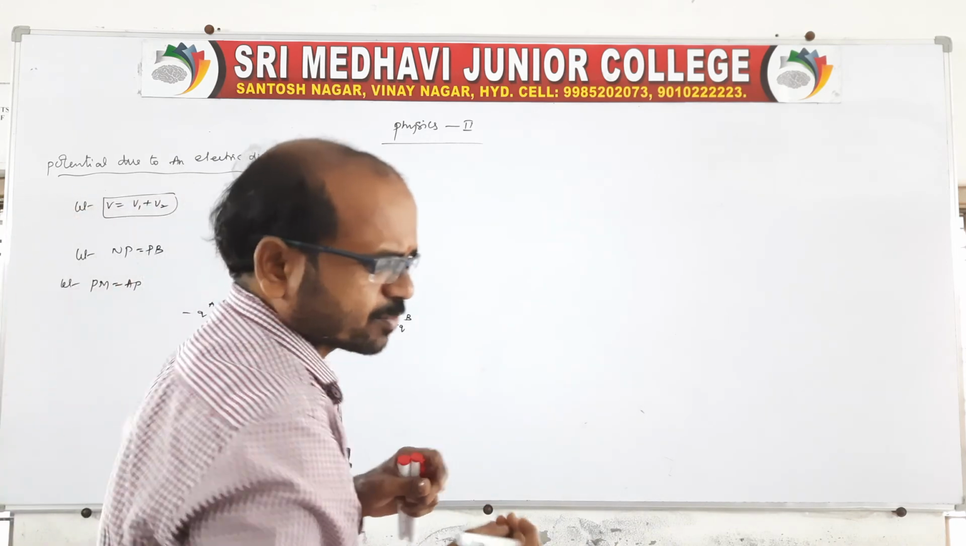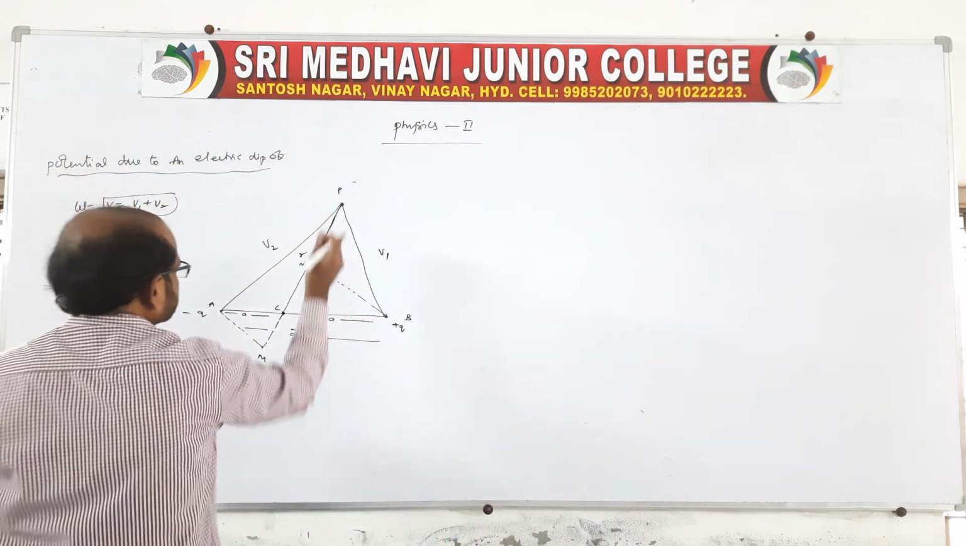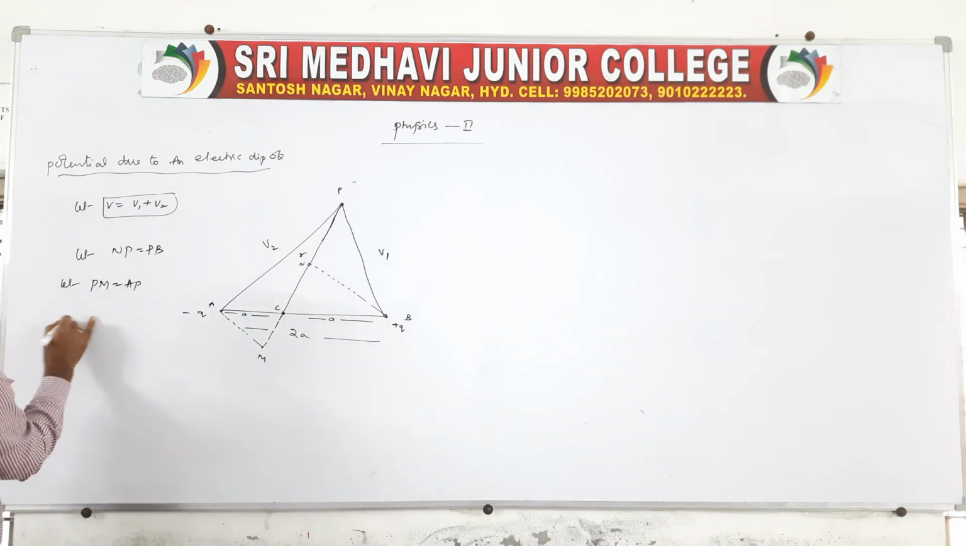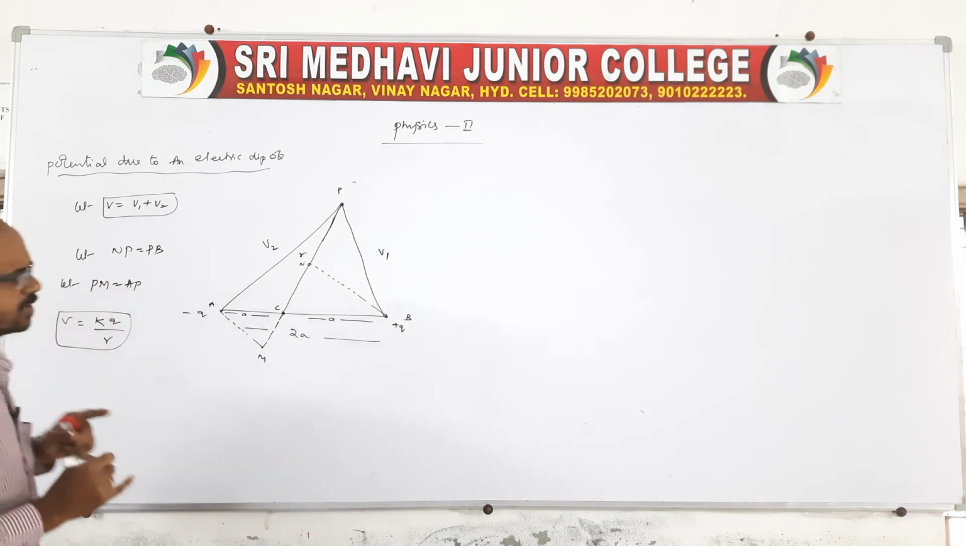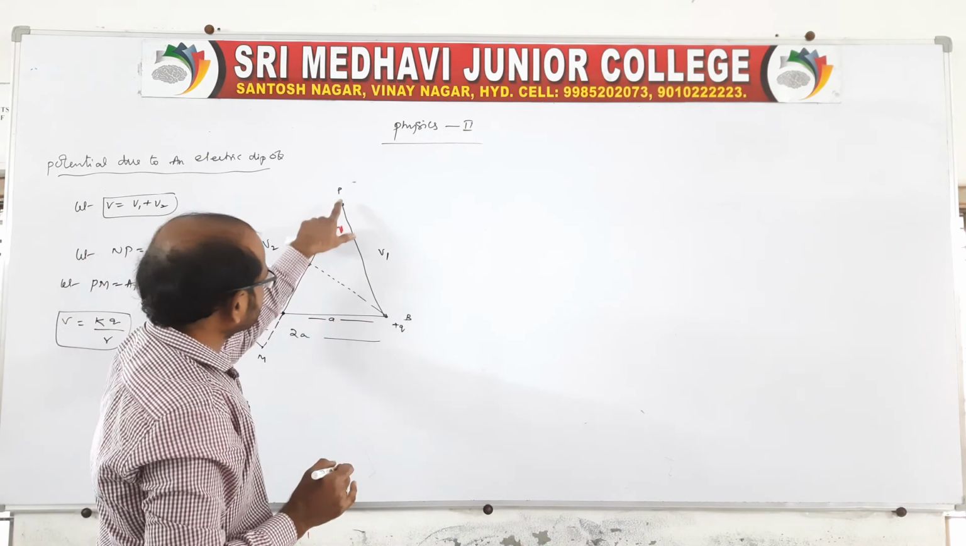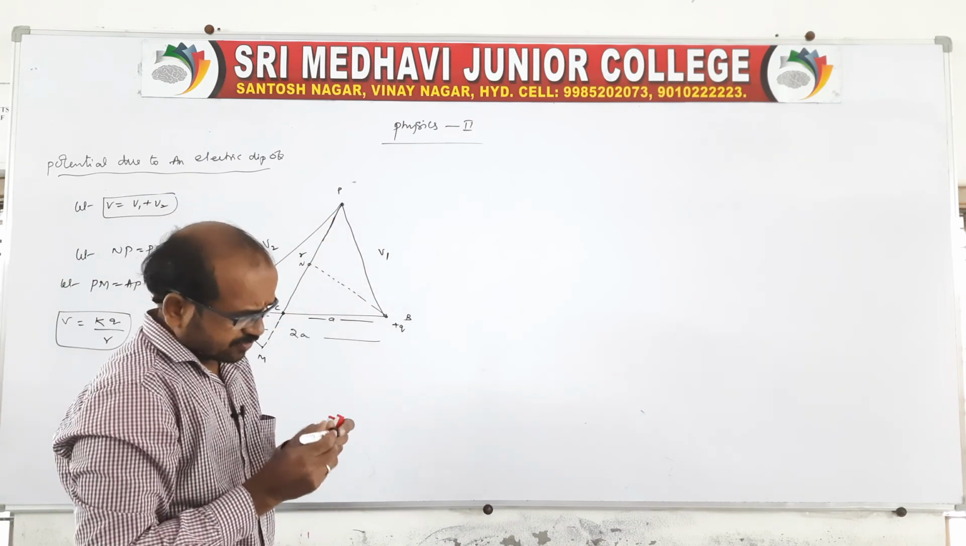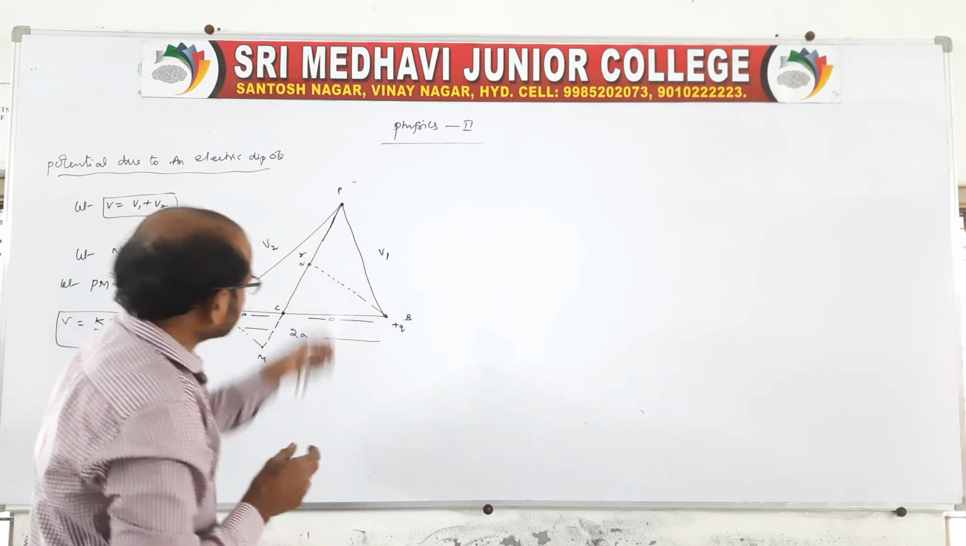Actually, we have to find the potential due to the individual charges, that is V1 and V2. We know the formula is V is equal to K Q by R. Now we should know the distance, but we don't know the distance. Therefore, we have to find the distance by using this construction.